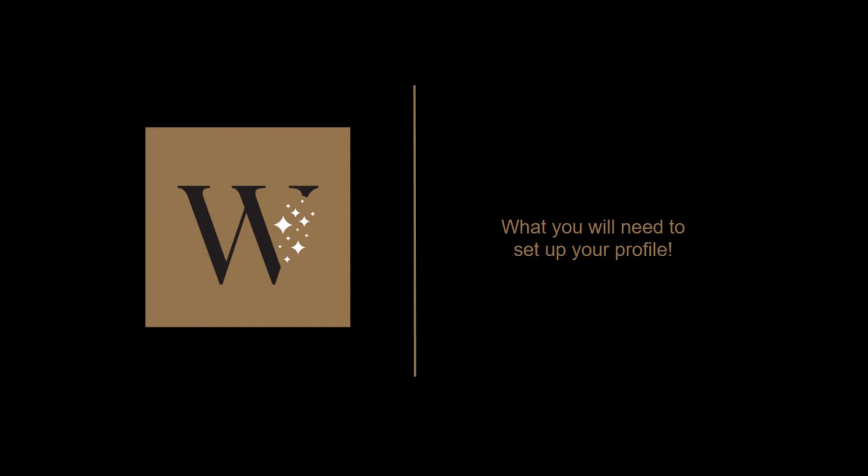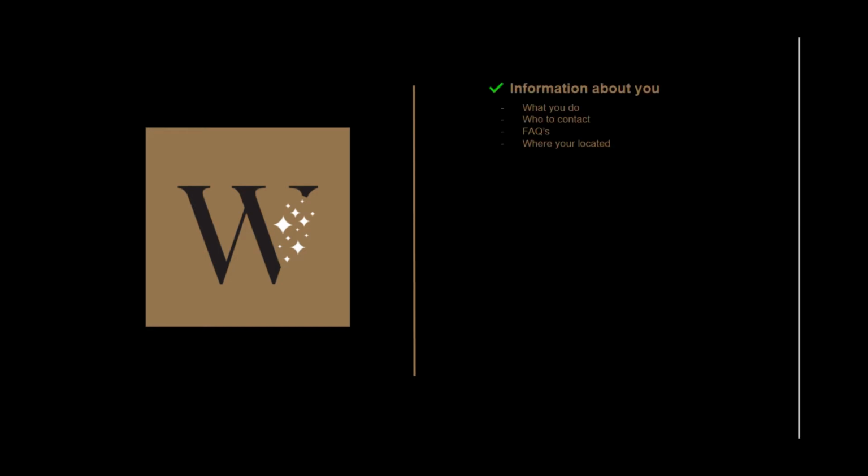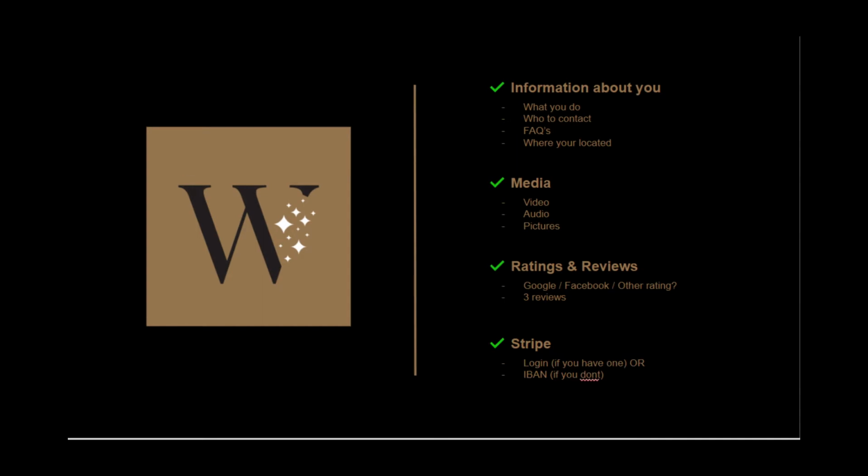Okay, to set yourself up, you will need a few things. Firstly, general business information, what you do. Most of this will be in your head, but you can pull some information in from your website or other listings you may have. Your media, such as pictures, videos, audio. Your rating, which you may pull from Google ratings or Facebook ratings, and up to 3 reviews. And assuming you have a Stripe account, login details for it, otherwise just your IBAN. Now that we have what we need, let's jump in.